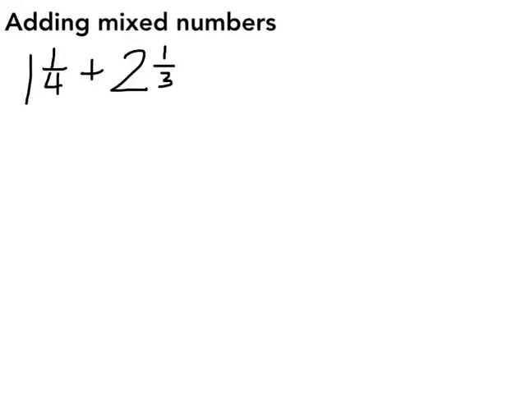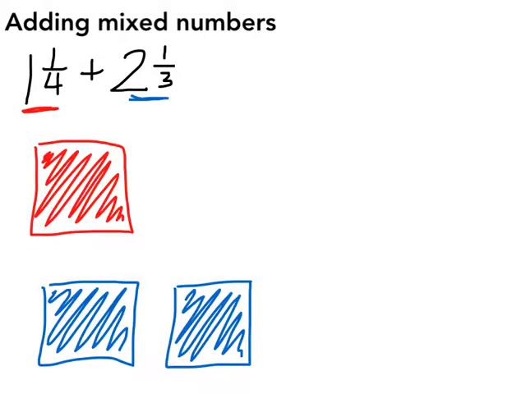Now I'm going to apply that same strategy to adding mixed numbers. So here I have 1 1/4 and 2 1/3. So I'm going to draw my 2 models of these fractions very quickly. So what I've set up here, I've only shown the whole numbers so far. So 1 I've shown in red here, 2 I've shown in blue, down here my 2 wholes.